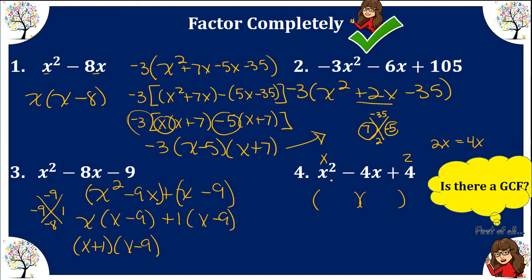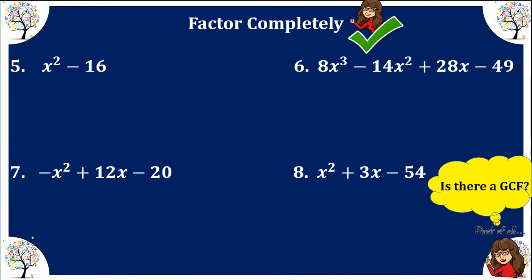I'm going to take the root of, we just need one parentheses. I'm going to take the root of x squared. I'm going to take the sign of 4x. And I'm going to take the root of 4 quantity squared. So it would be x minus 2 and x minus 2, but we're simply going to write it as x minus 2 quantity squared. Okay, pause the video and then let's come back and work these.